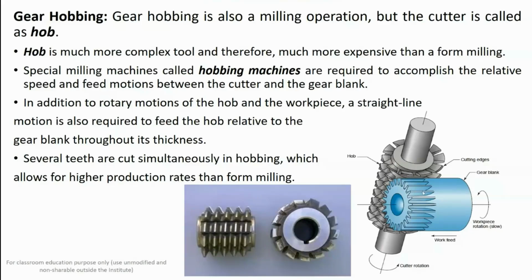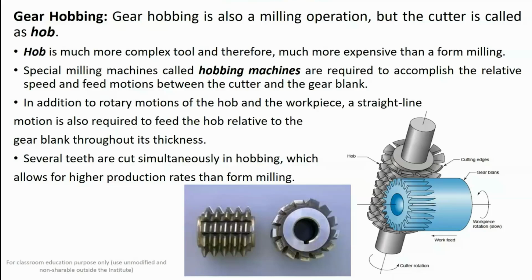In this case, if you see that this is your gear blank, which is rotated on its own axis, then it can be given the work feed, and at the top of it there is a hob tool which is rotated, and it has several cutting edges. Here automatic indexing is done with the help of this machine, and a linear feed is also given to the gear blank throughout the thickness in order to achieve the required depth of the teeth. Several teeth are cut simultaneously in hobbing, which allows for higher production rates than form milling.